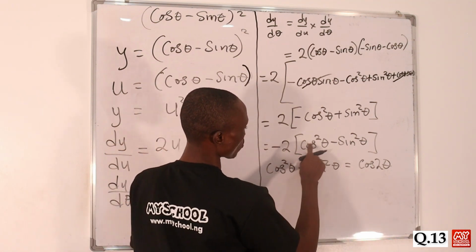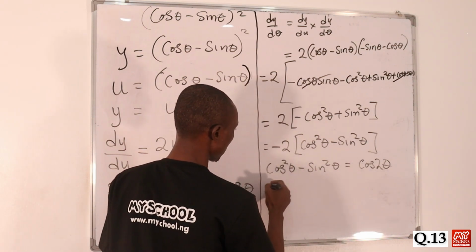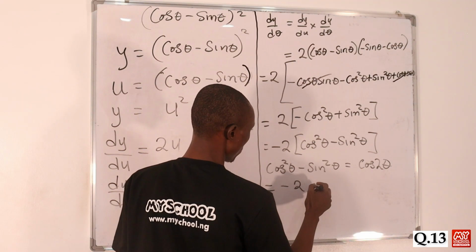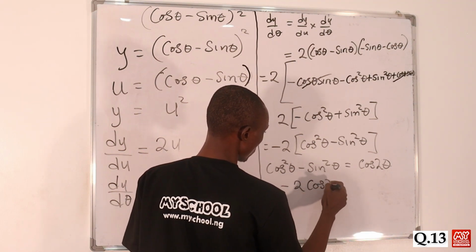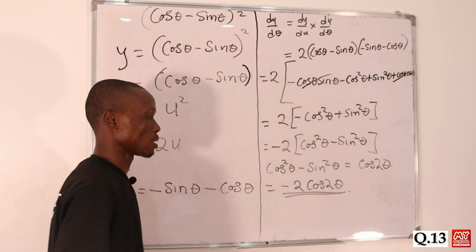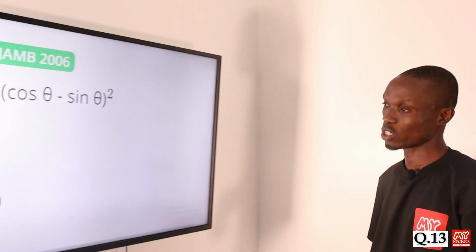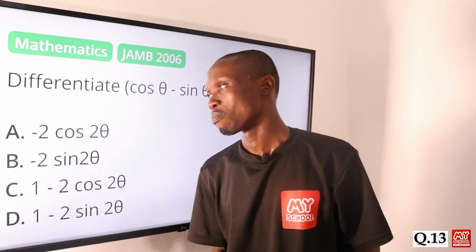Okay, so in place of cos squared theta minus sine squared theta, we replace it with cos 2 theta. So that at the end of the day, we have minus 2 cos 2 theta as our final answer. Okay, so let's return back to the screen to pick the correct answer to this question, and that is option A, minus 2 cos 2 theta.